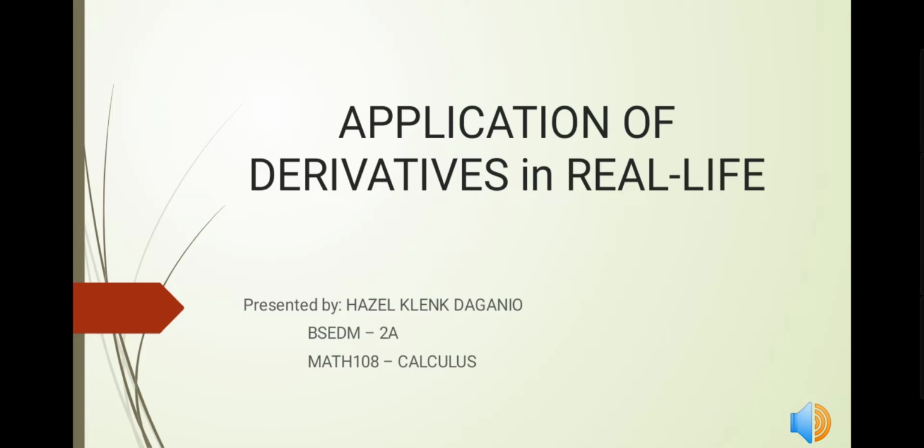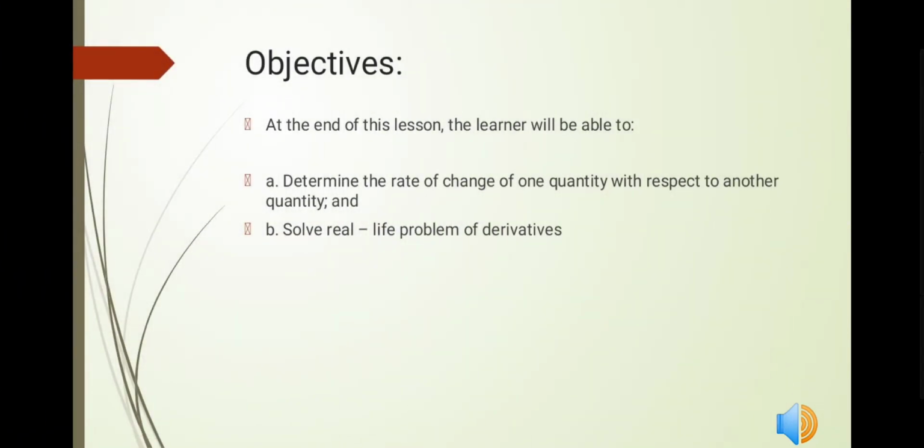But before I start, let me first define our objectives. At the end of this lesson, the learner will be able to: A. Determine the rate of change of one quantity with respect to another quantity, and B. Solve real-life problems of derivatives.